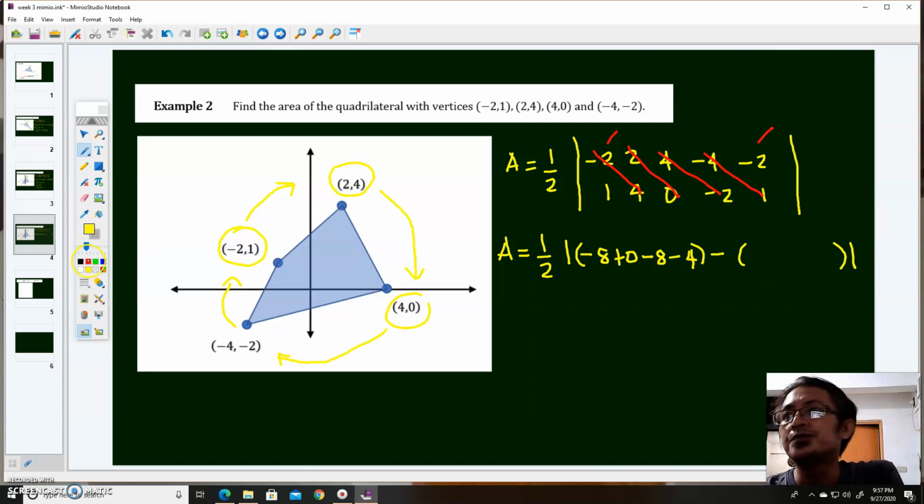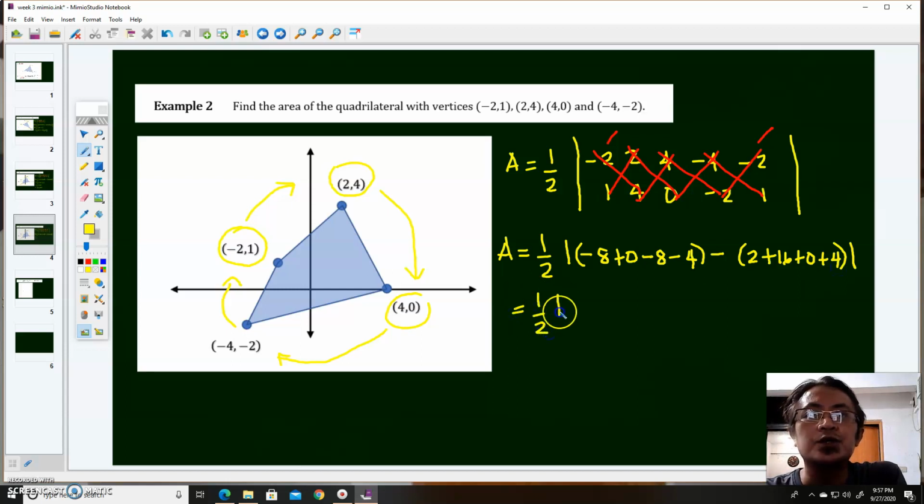Now the other group, which is the sum of the products of these pairs I'm marking. Okay, let's write this in that group. 2 times 1 is 2. 4 times 4 is 16. -4 times 0 is still 0. -2 times -2 is a +4. So we get here 1/2 the absolute value of the difference of the two groups.